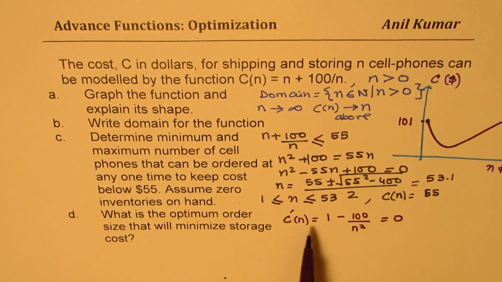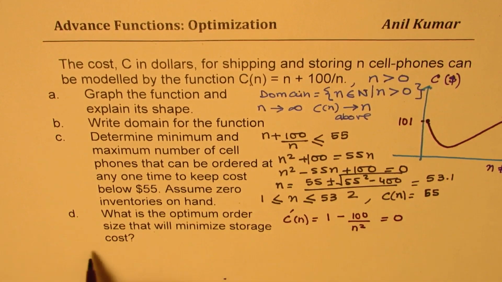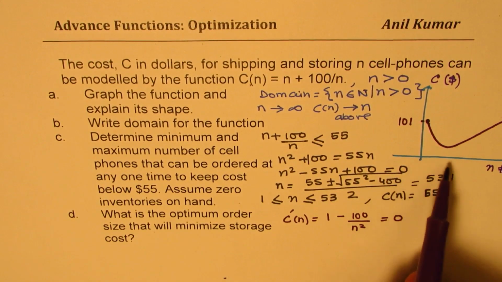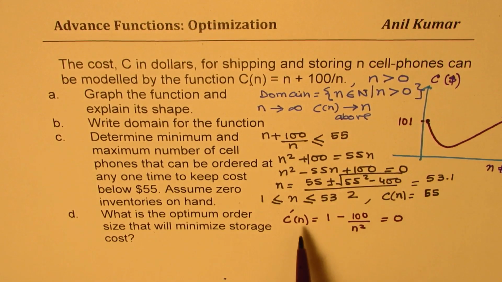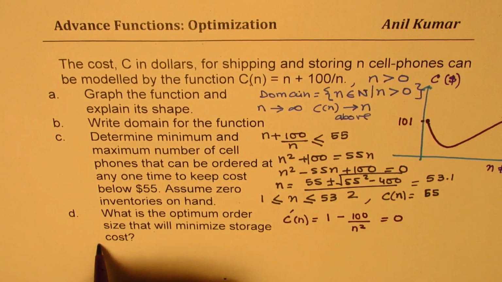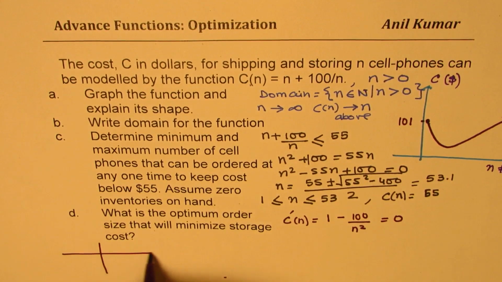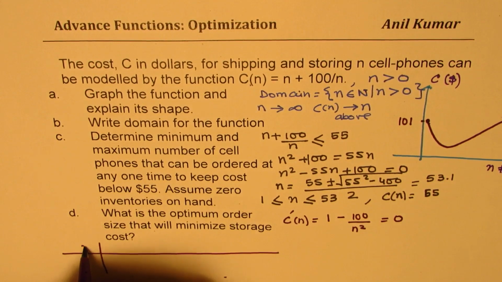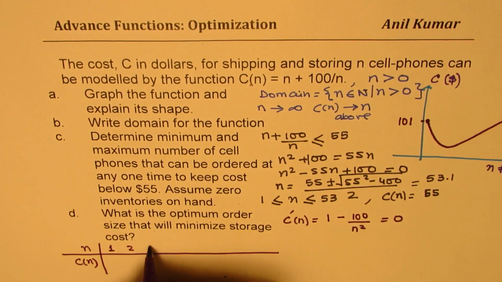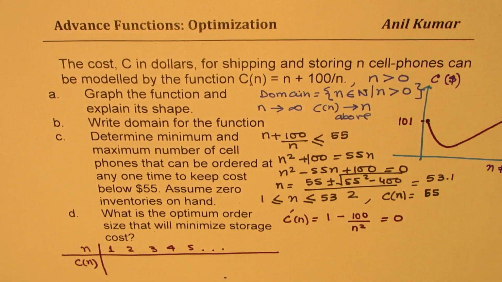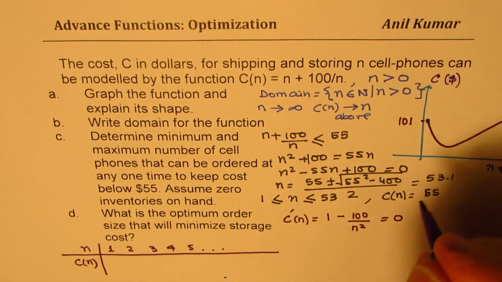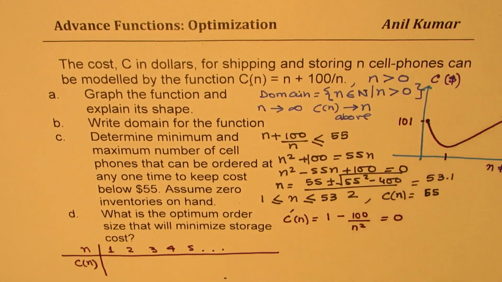Now, those of you who haven't done calculus at this stage may actually make a table of values, and for different values of n, they can find the cost, right? So for them, I'll suggest make a table of values. So write down different values of n and then calculate the cost using the formula, taking n as 1, 2, 3, 4, 5, and so on, correct? Some values will give you a good idea because we are looking for this particular point here.